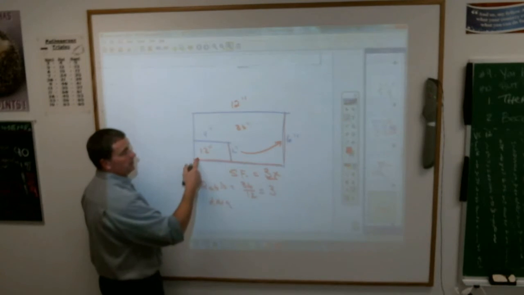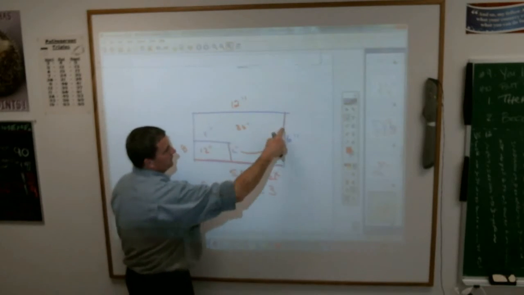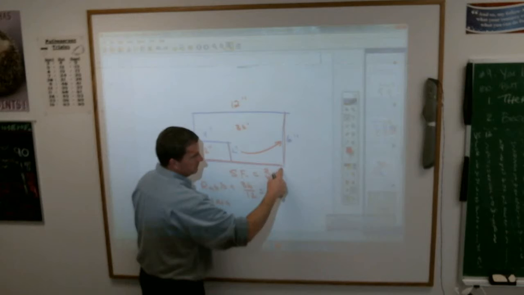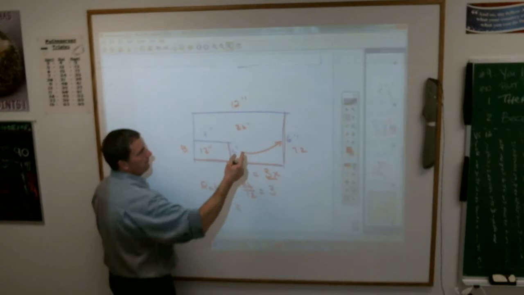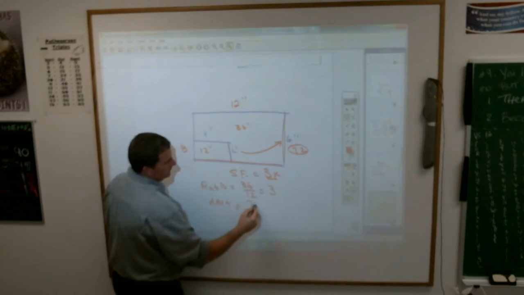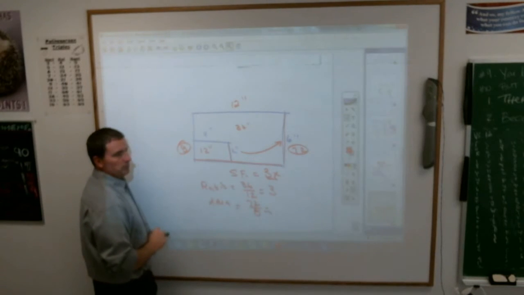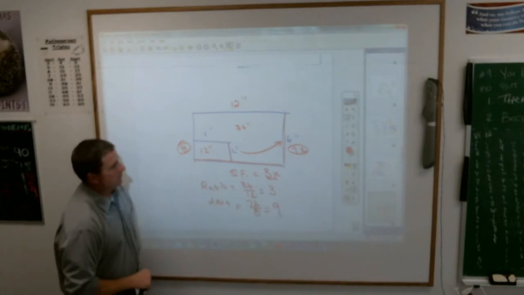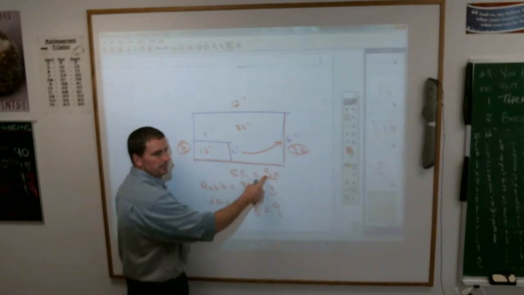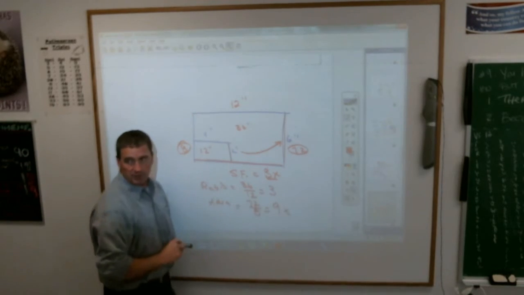What's the area of the small one? 2 times 4 is 8. 12 times 6 is 72. So the big one was 72, the small one was 8. What is the ratio of 72 divided by 8? 9. The scale factor was 3. If you're looking at area, what do you do to the scale factor? You square it. 3 times 3 is 9. That's why this one was 9 times bigger.